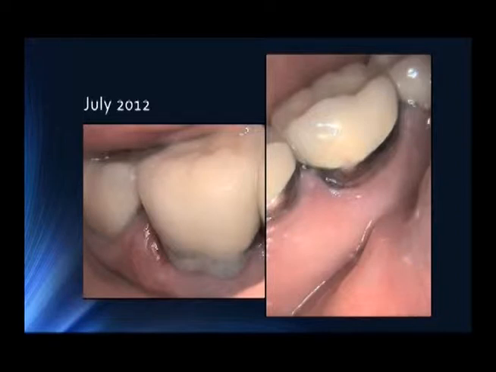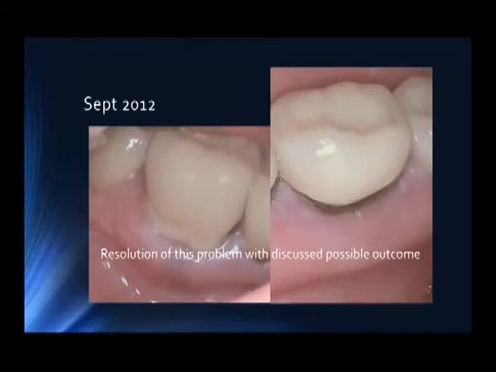Yes, there is some inflammation and infection going on at the distal buccal corner of the 4-6, but with further debridement and kind of coaching the whole situation along, it does continue to get better. And then we look again at September 2012, and the situation is looking quite great, but we are still discussing the possible outcomes that may arise in the future with this tooth.